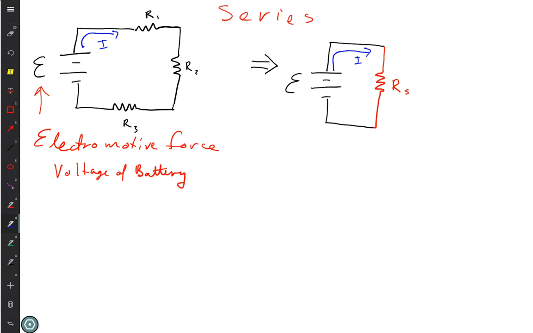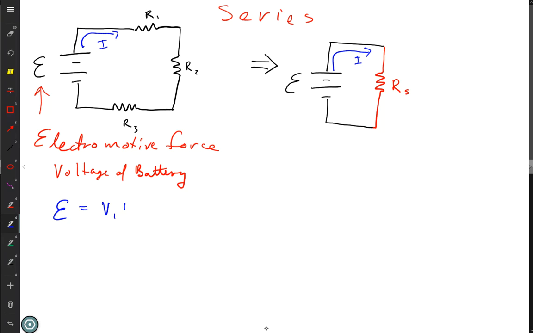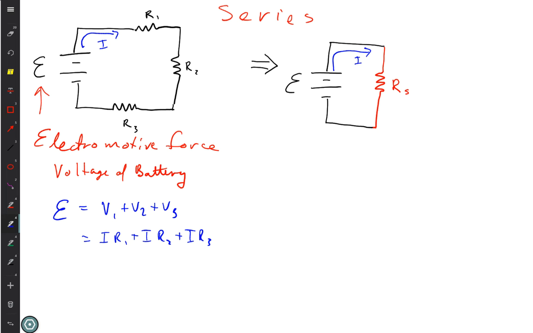So what we're going to have is the EMF is equal to V1 plus V2 plus V3, is equal to I times R1 plus I times R2 plus I times R3. What did I do in that second line? I just used Ohm's Law. They all have the same current I because they're in series, and series has to have the same current.